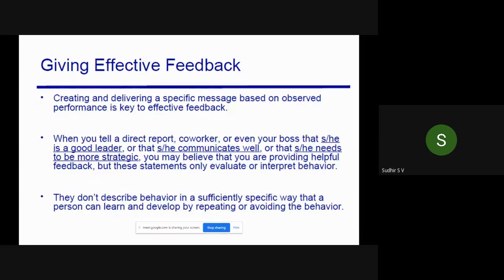Giving effective feedback, creating and delivering a specific message based on observed performance, is key to effective feedback, right? So it's very tricky. It requires practice. As a general rule of thumb, I had about 11 employees in my last job. These 11 employees were all around the world. I had 7 of them from India, 2 from the US, 1 from Israel and 1 from Malaysia.